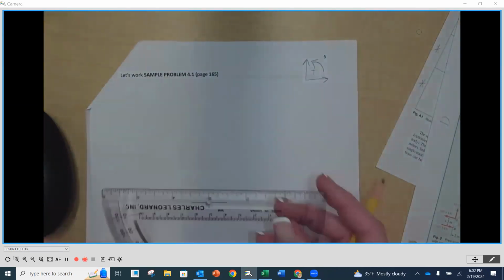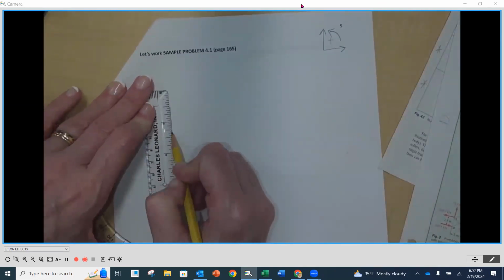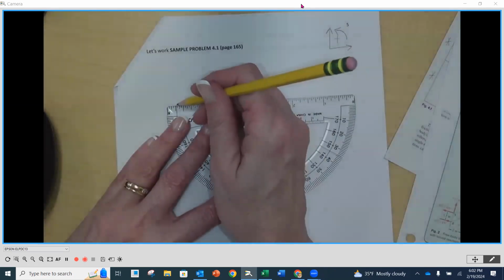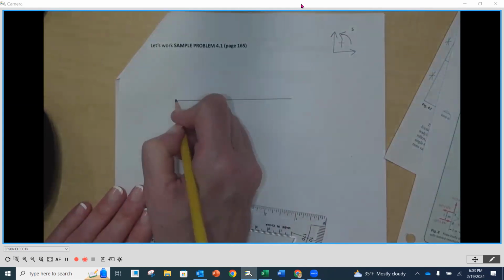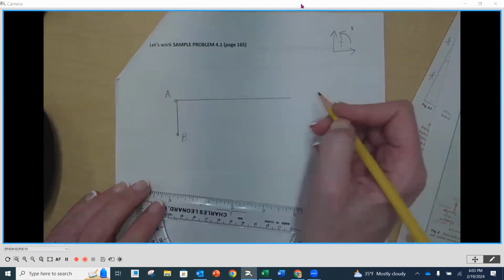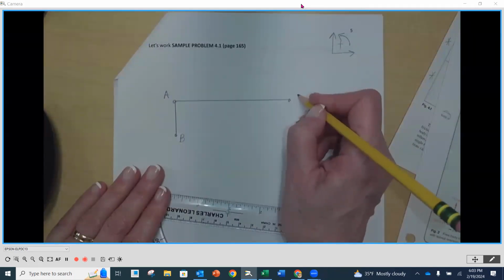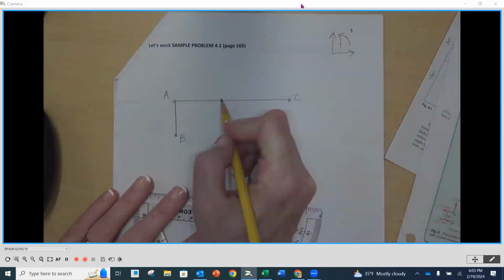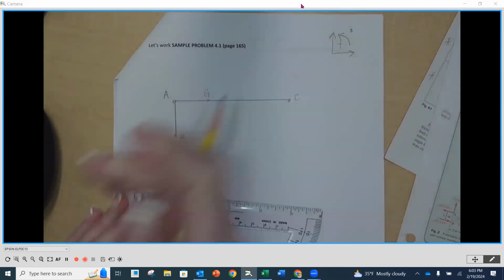Okay. And then I'm going to draw this so that I've got a distance between A and B. And then we're going to have from A going out to the end. Okay. So we're going to call this B. This is A. And then out here, we'll call that C. Okay. And then we have G like here. Okay.